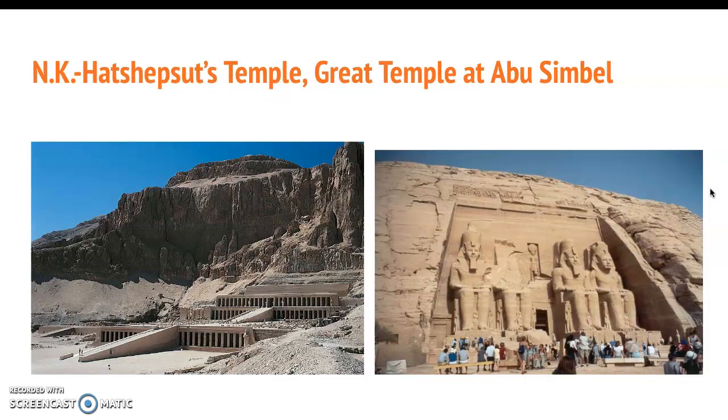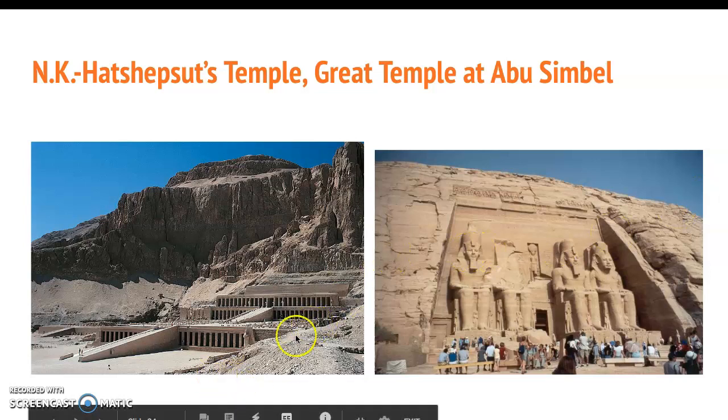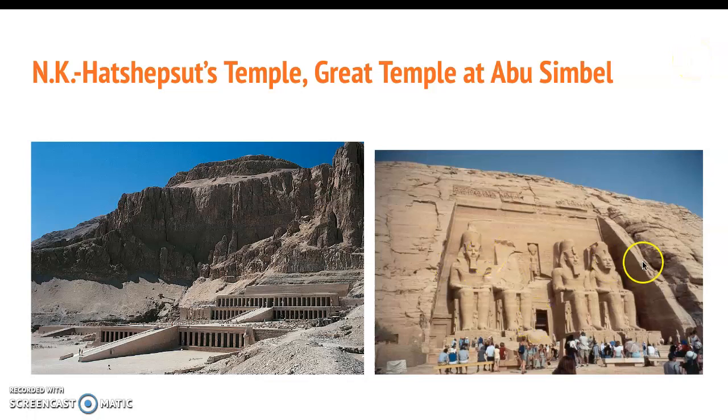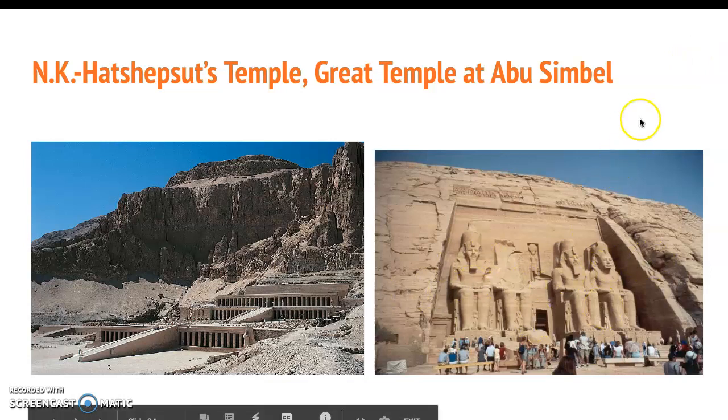So you have Hatshepsut's temple, and it's kind of hard to see down here on the left, but you can see these people walking down. There are a couple others that give you a sense of how large this temple was. And then the great temple at Abu Simbel, which has different faces of Ramses carved up here in order to protect it.